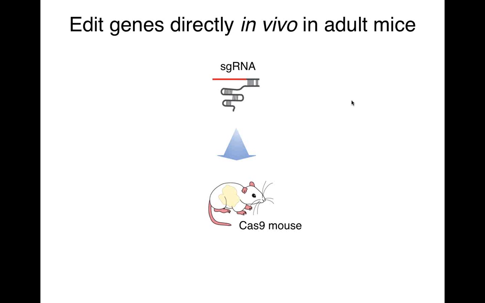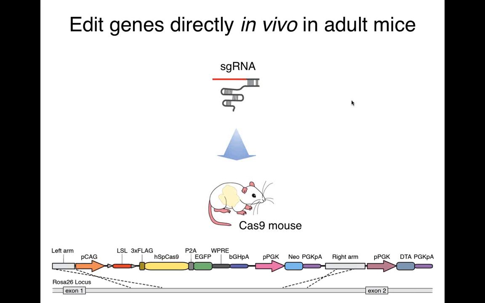And since we were able to create this mouse and we're not limited by size, we could include all the bells and whistles of a transgene you may want, which are shown here. And we decided to knock the Cas9 gene into the ROSA26 locus because it's known to be able to be expressed throughout development in pretty much all tissues.